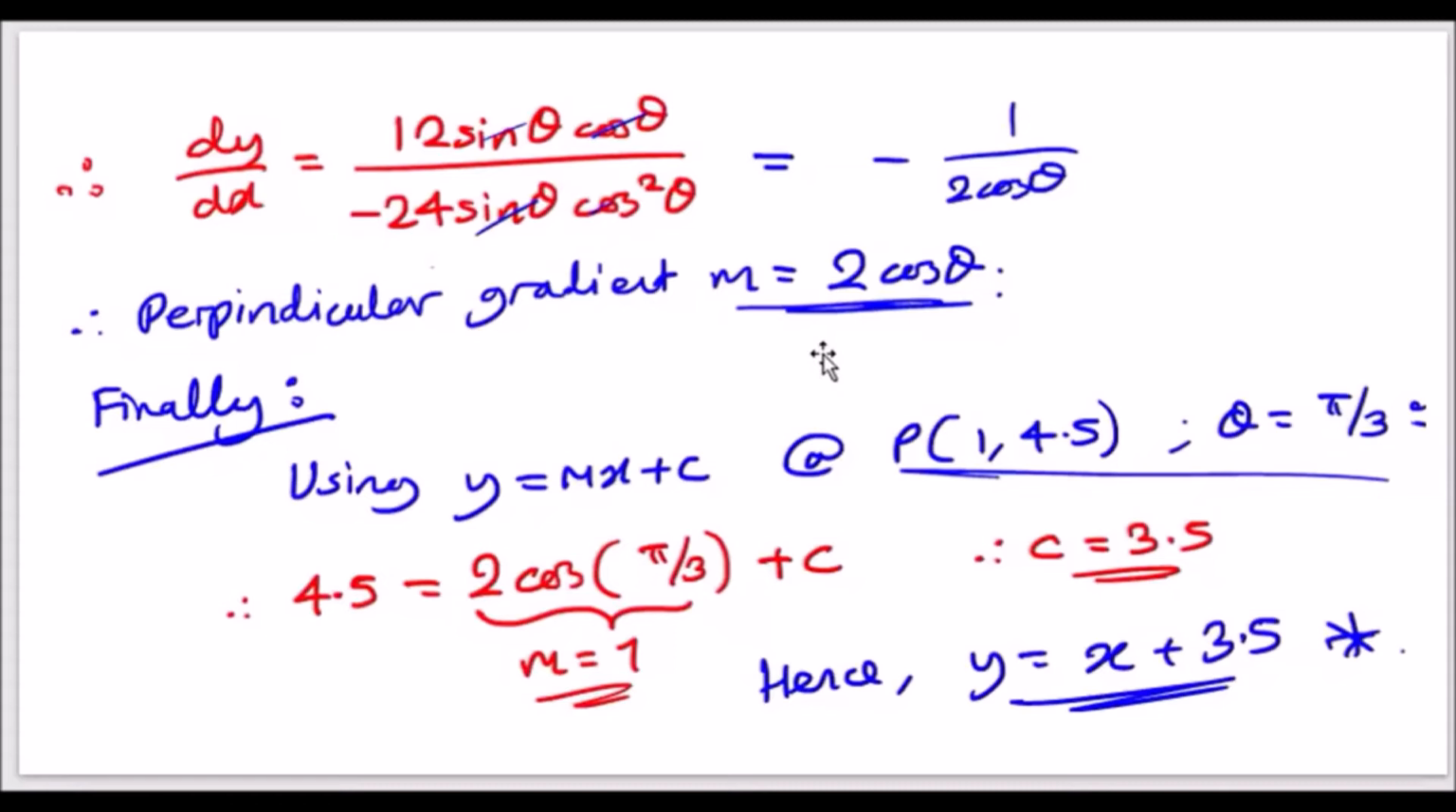And here we are, finally done. Now let's plug everything back in. Using y equals mx plus c like I did, we're going to plug in theta equals pi over 3 because we need that, and plug in the point P to find the value of c. Putting the values in, when you put pi over 3 in over here, you should get a gradient of 1. So m is definitely 1. And then 4.5 equals 1 plus c. Subtract 1, you get 3.5. Hence, we get the equation they asked for. Yeah, that's really it.